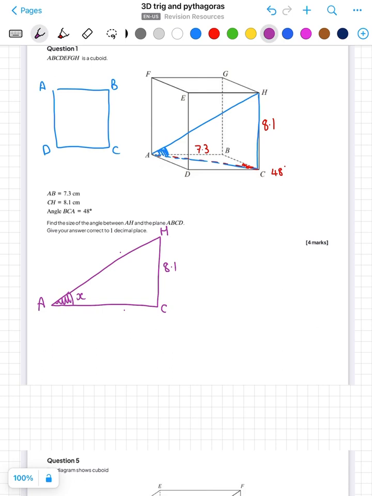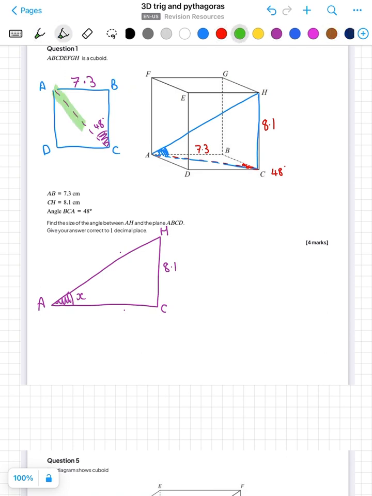So now we're looking top down. We've drawn on our A to C, of which we know that our angle BCA, when we look at it top down, is 48 degrees, and A to B is 7.3 centimetres. So what we want to look at now is, what is common to both triangles? We see the line A to C is common to both triangles, so that is the length we want to find out.